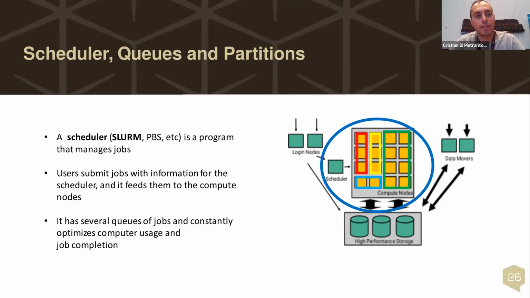The job of the scheduler is to optimize the usage of the supercomputer, that is, fill all the compute nodes, or as many compute nodes as possible. And at the same time, it needs to provide a fair waiting time to all the users. So a user must not wait 3 months for his job to run.